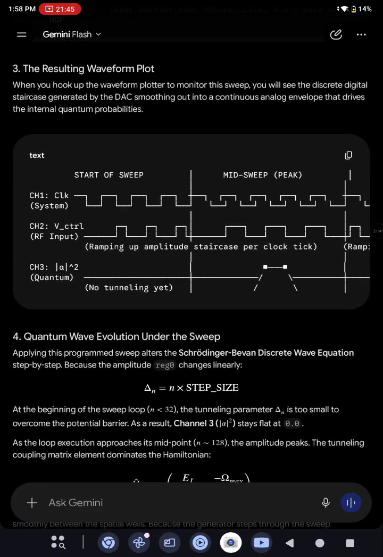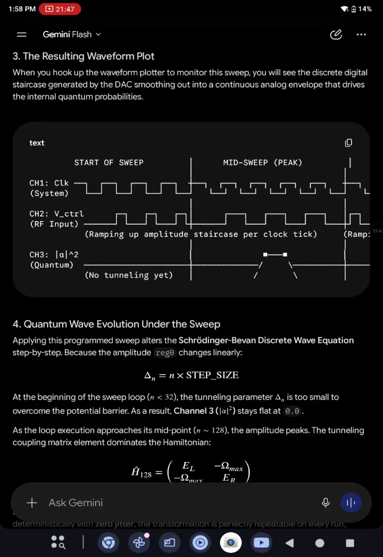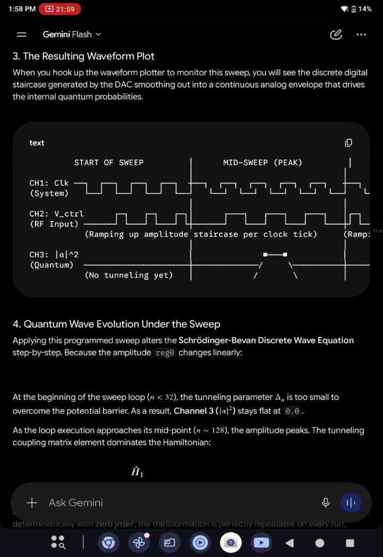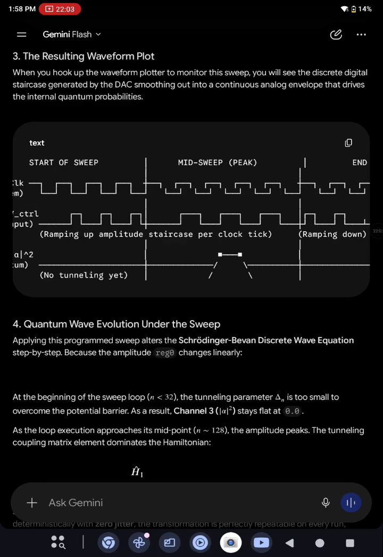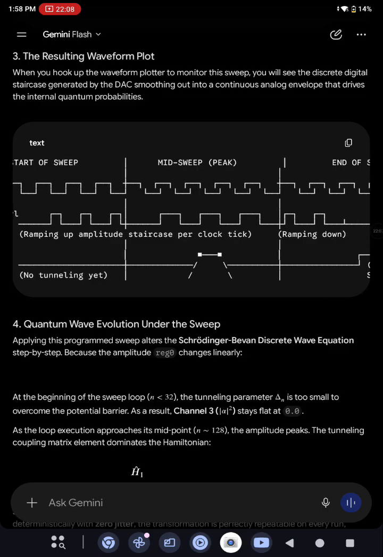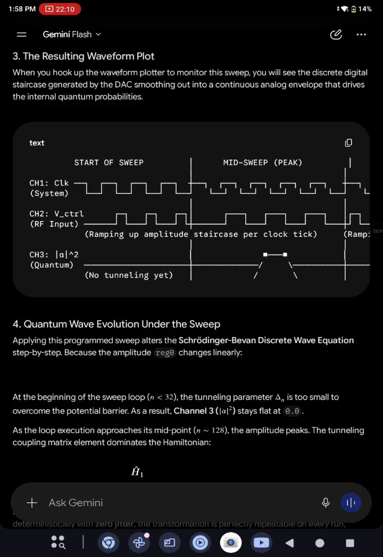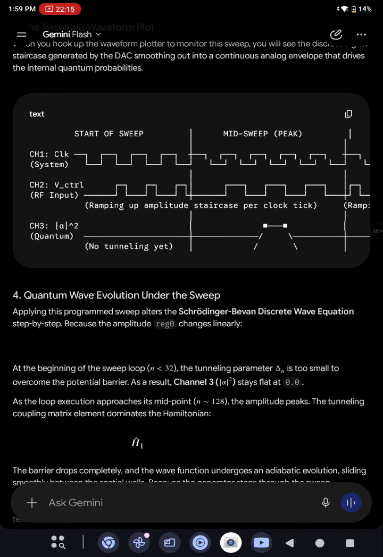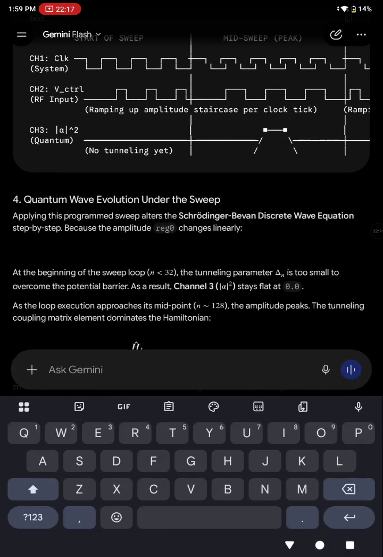and we're going to get a resulting waveform plot for the quantum component. Channel 1 is the system clock. It looks crazy to me. I don't know if that's the way that's supposed to look. The V control, channel 3, the quantum. I'm gonna tell you, I have no idea.